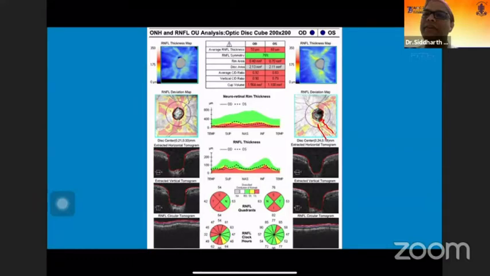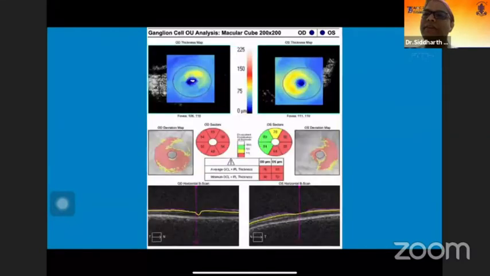So individual assessment of disc followed by individual assessment of visual field, followed by individual assessment of OCT. If two of them point towards the same thing, then it is probably glaucoma. If all of them do it, then there is no doubt. Even if all of them don't do it, but two of them do it, then you can be quite sure that this is glaucoma. If not, then we have to reassess and relook.